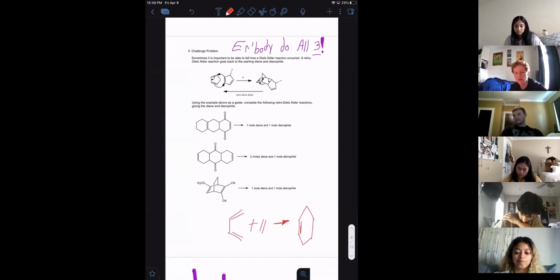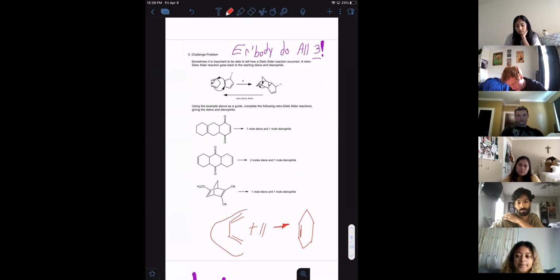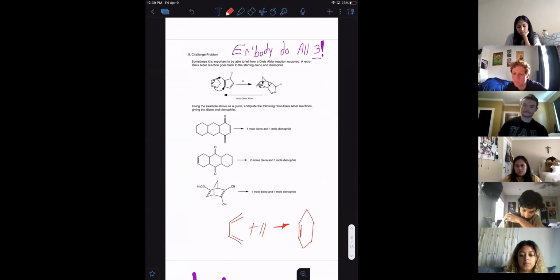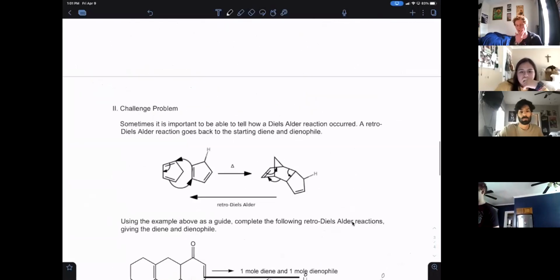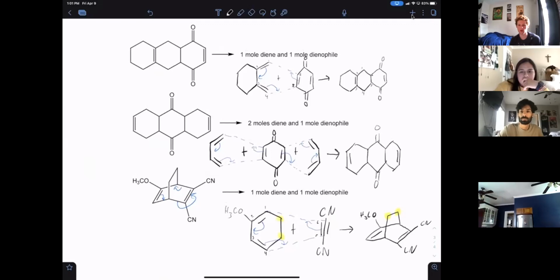So this is the very last. This is a challenge problem. If you guys don't have any questions, then y'all are good to go. But everybody do all three of them. And just a little helpful reminder, that's one ring. So be looking for those. Take it away.